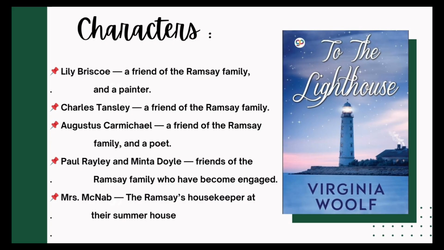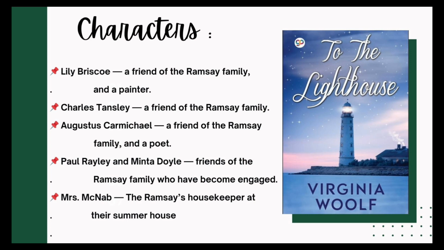The next is Lily Briscoe, a friend of the Ramsay family and a painter. In part 1, Lily is working on a portrait of Mr. and Mrs. Ramsay, but when a group of friends gather at the Ramsay house and another friend, Charles Tansley, says that women cannot write or paint, Lily starts to doubt herself.